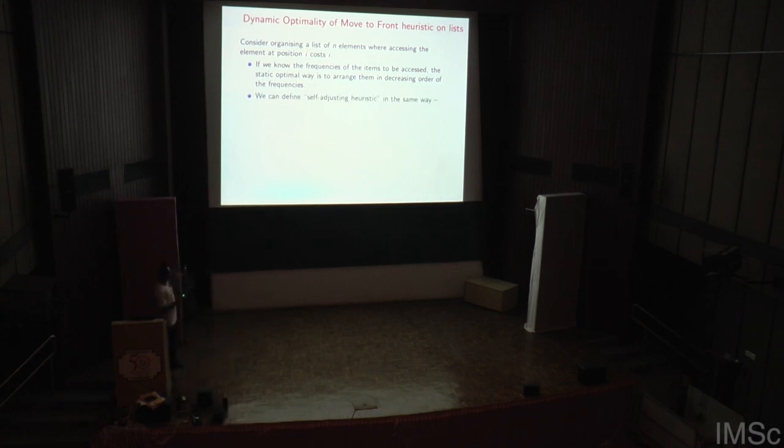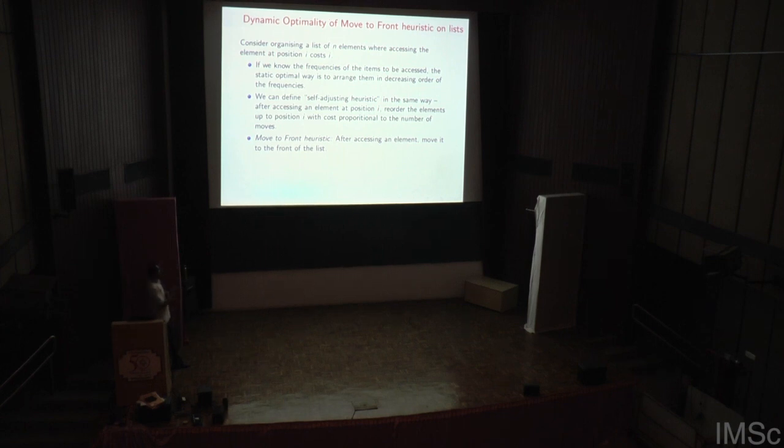Now, just like you had this self-adjusting heuristic in binary search trees, you can do it on a list as well: after accessing an element, you're allowed to move things up, whatever you've scanned, knowing the future, and I will charge you for the number of swaps you've done. Then Sleator and Tarjan came up with this, actually they didn't come up with this, the move-to-front heuristic was very well known by that time.